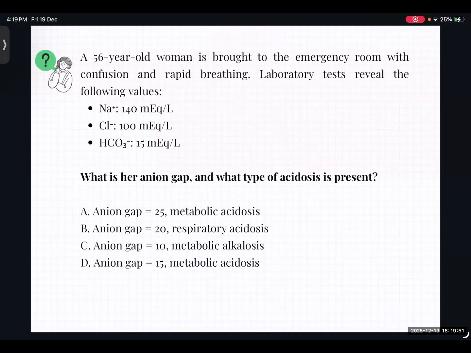So the last question in this genre is this. We have a 56-year-old woman, and the laboratory test results are that sodium is 140, chloride is 100, bicarbonate is 15. What is her anion gap and what type of acidosis is present? Wow, well done. It is A. The anion gap is 25 and it is metabolic acidosis.